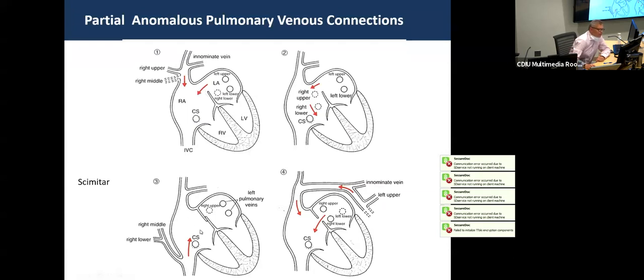Now, an unusual but interesting form of partial veins is referred to as scimitar syndrome. And the reason for that description is that the scimitar vein resembles a scimitar. I don't know if you recall what a scimitar looks like, but on the AP chest X-ray, this shape here is reminiscent of a scimitar sword, in which the vein connects to the junction of the IVC in the right atrium.